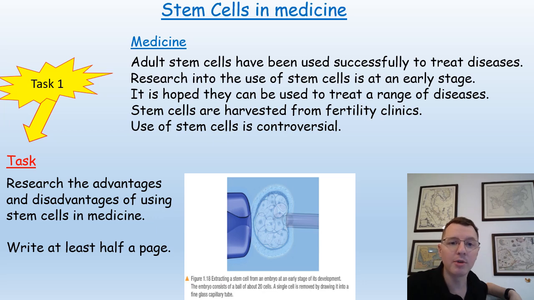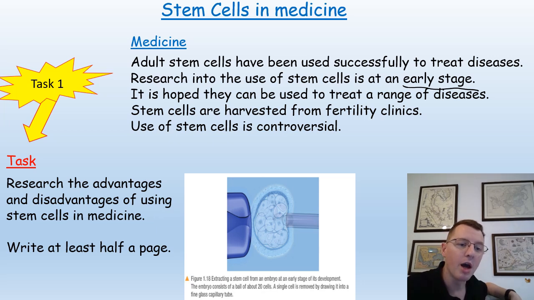So how can we use stem cells in medicine? Well, in medicine, adult stem cells have been successfully used to treat diseases, and research into the use of stem cells is at a very early stage though. We haven't got any processes which have been rolled out on a large scale yet. It's hoped that stem cells can be used to treat a range of diseases. Stem cells are usually harvested from fertility clinics, and therefore the use and the research into these stem cells is often very controversial.